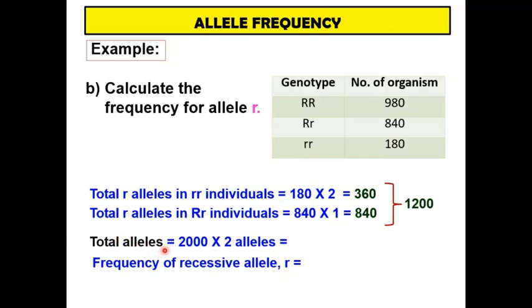Next, the total number of individuals in the population is 2,000, as we calculated before. These 2,000 individuals have to be multiplied by 2 alleles, and we get 4,000 alleles. So the frequency of the recessive allele is 0.3. How do we find the 0.3? 1,200 over 4,000. So the answer is 0.3.